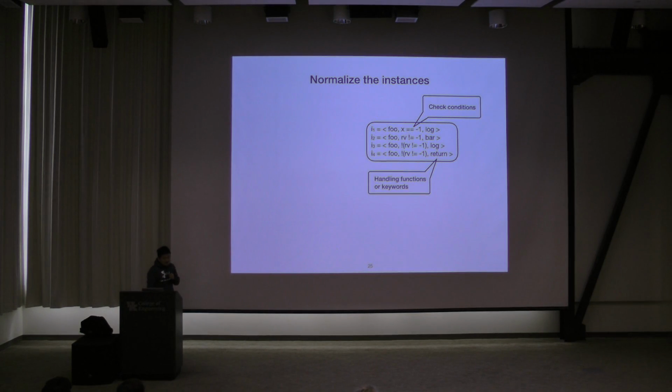The next step is to normalize these instances. As we can see, each instance includes 3 elements. The first is the function name, and the second is check conditions, and we need to judge the equivalence of these check conditions. The third is handling functions or keywords, and for functions, we need to extract the actions behind them.